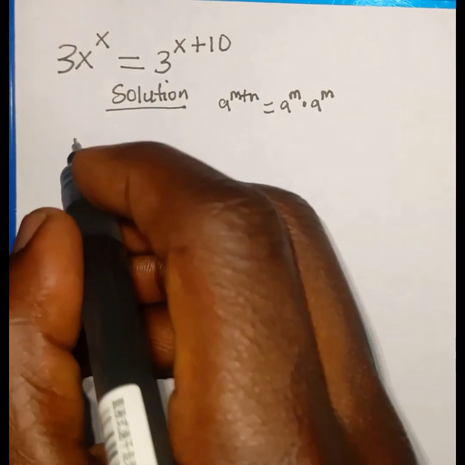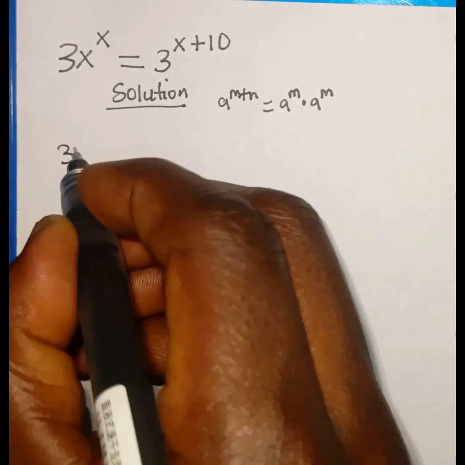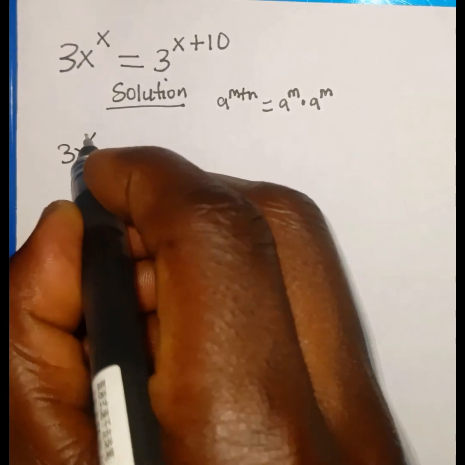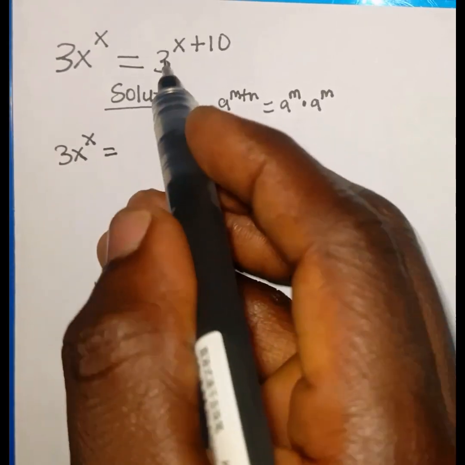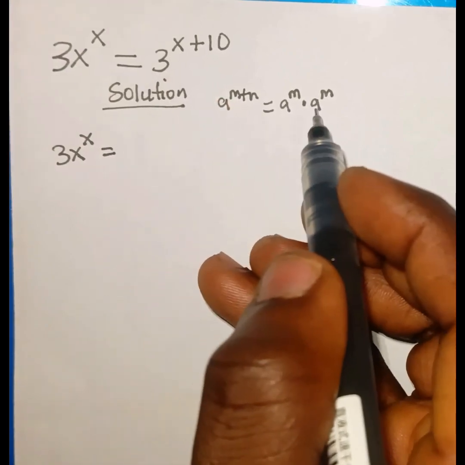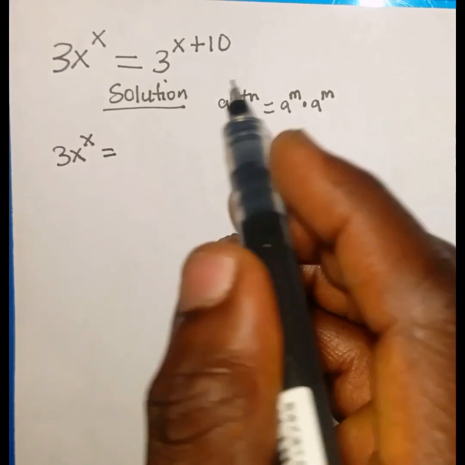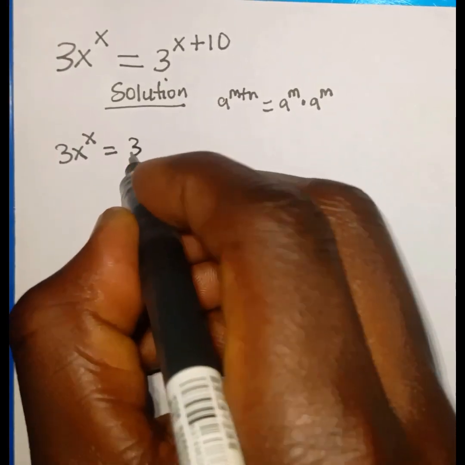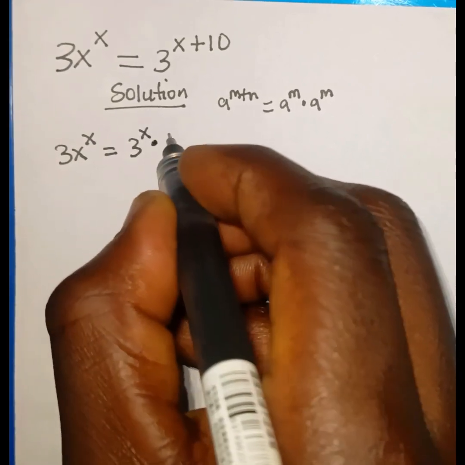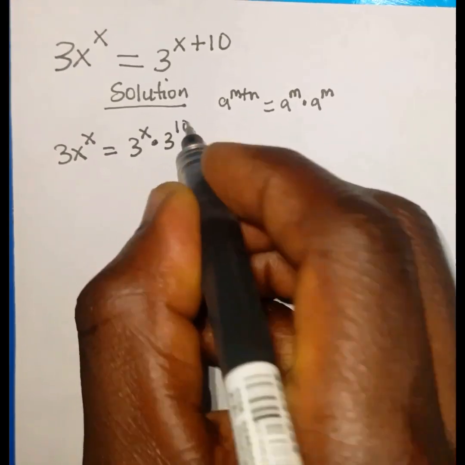So therefore, on the right hand side, we have (3x)^x, which is equal to, we can rewrite in this form where the base is 3. So this is going to be 3^x multiplied by 3^10.